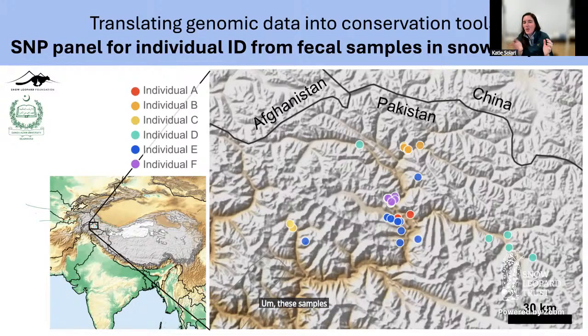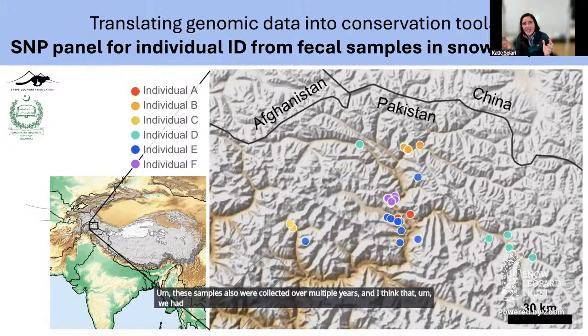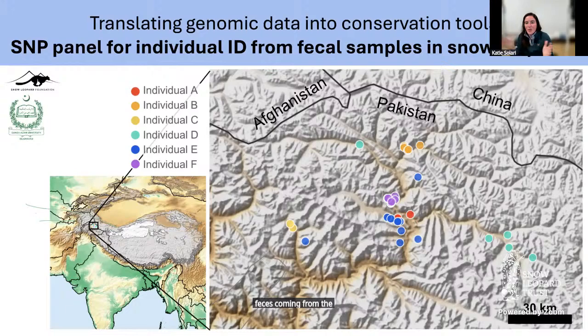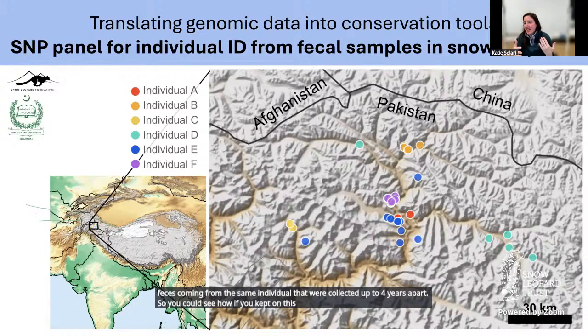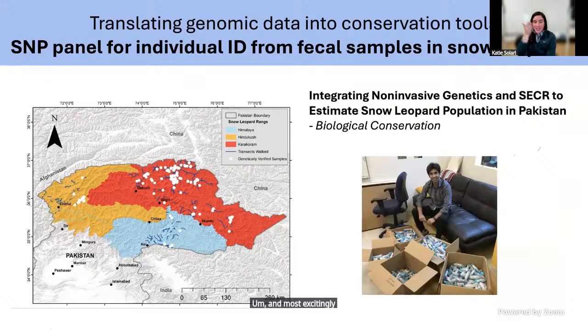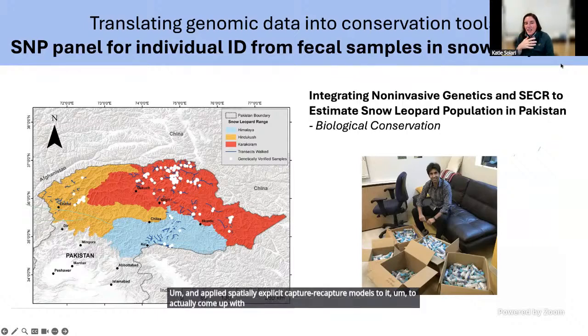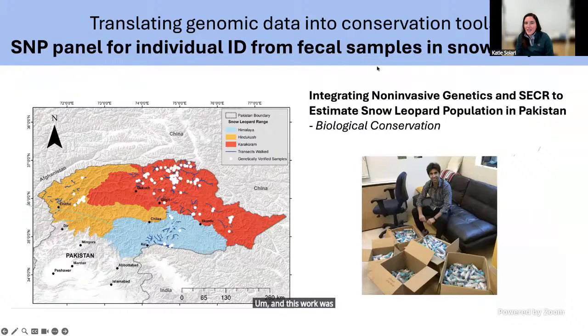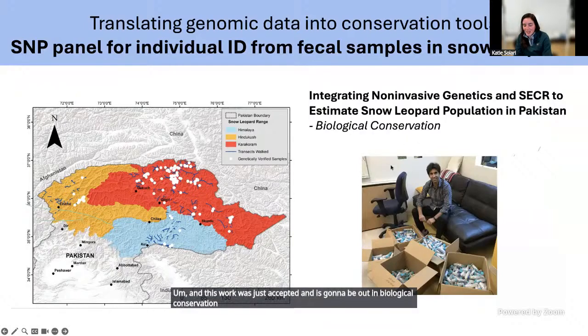These samples also were collected over multiple years, and I think that we've had like two instances of feces coming from the same individual that were collected up to 4 years apart. So you could see how if you kept on this collection effort over many years, you could start getting assessments of longevity in the species. And most excitingly, Shaquille has taken this data and applied spatially explicit capture recapture models to it to actually come up with a total estimate for the number of snow leopards in Pakistan. And this work was just accepted and is going to be out in Biological Conservation very soon.